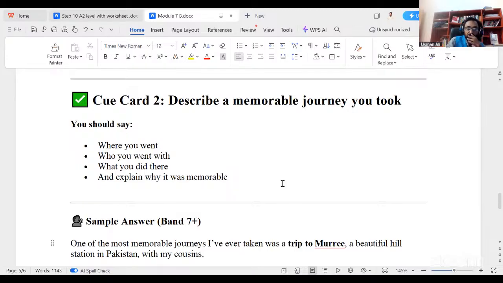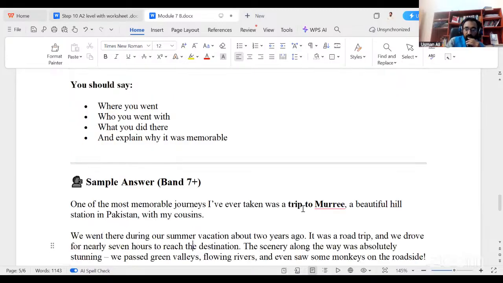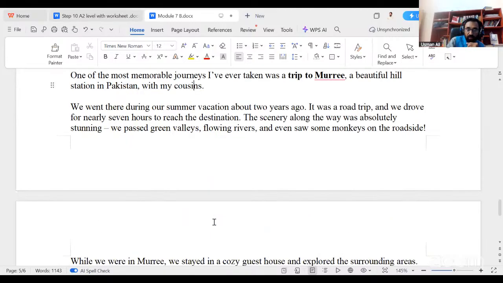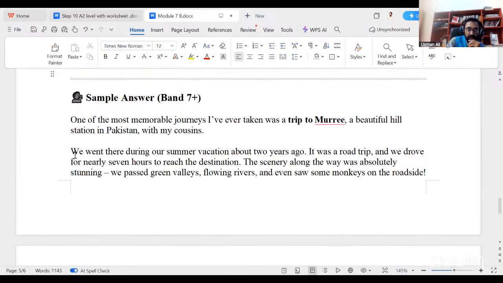One of the most memorable journeys I have taken was a trip to Murree, a beautiful hill station in Pakistan, with my cousins. Who with? With cousins. We went there during our summer vacation about 2 years ago, and it was a road trip. We drove for nearly 7 hours to reach the destination. The scenery along the way was absolutely stunning. We passed green valleys, flowing rivers, and even saw some monkeys on the roadside.